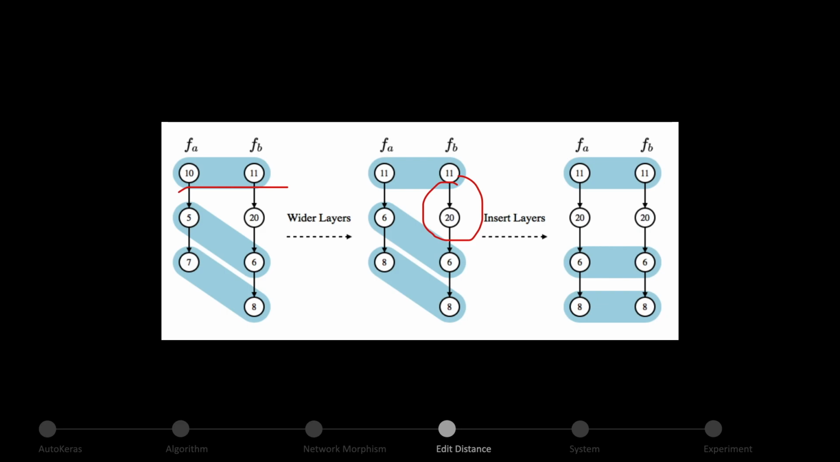For example, for the first layer, it's 1 divided by the max of 10 and 11, so it's 1 divided by 11. And for the second layer, it's 6 over 1. And for the fourth layer, it's 8 over 1. So we add it all together, and we can compute the DL.